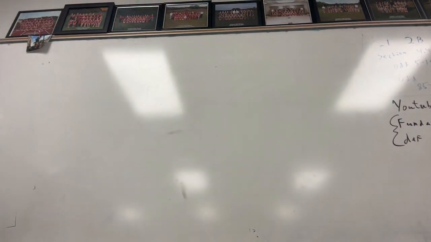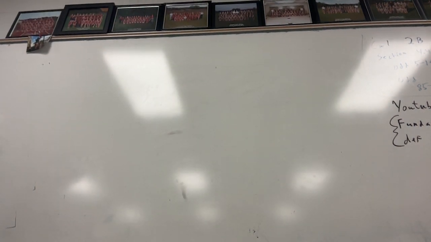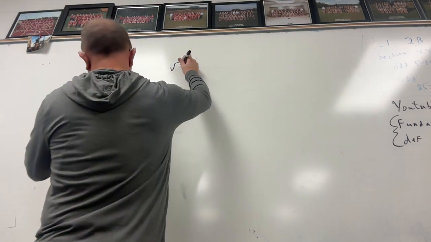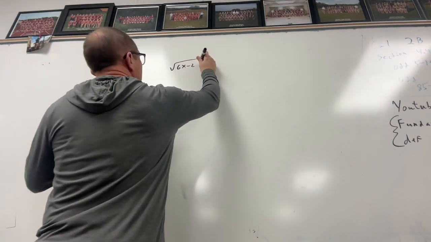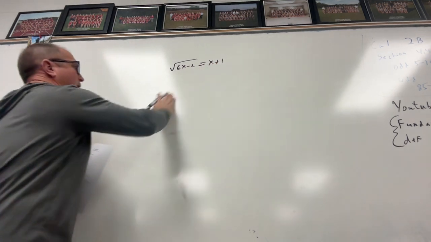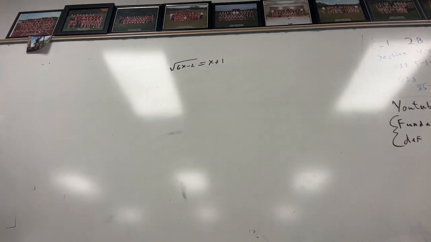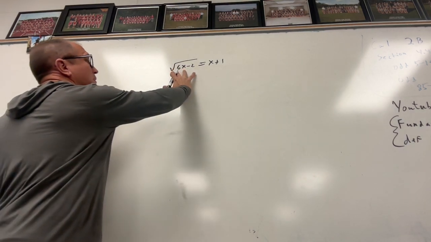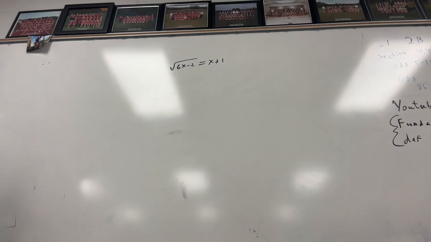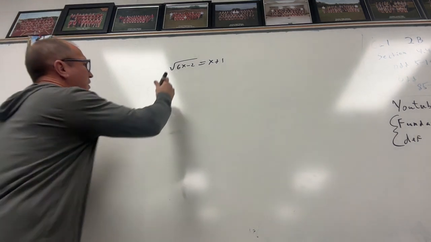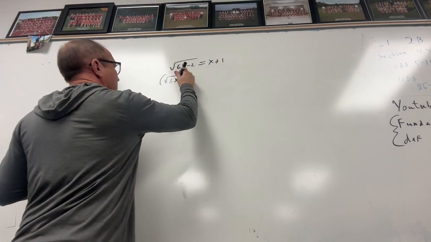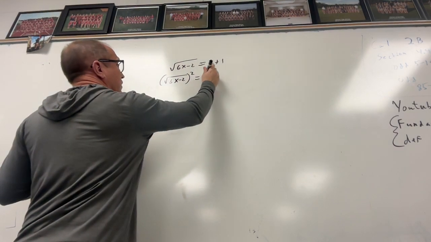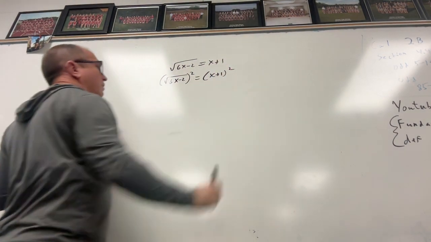So the first problem we're going to look at today is a square root problem. It's the square root of 6x minus 2 equals x plus 1. Now, we want to isolate the x by itself, just like we always do in equations. But the first thing I want to do is square both sides of this equation just to get rid of the square root. So here it goes: the square root of 6x minus 2, squared, equals x plus 1, squared.